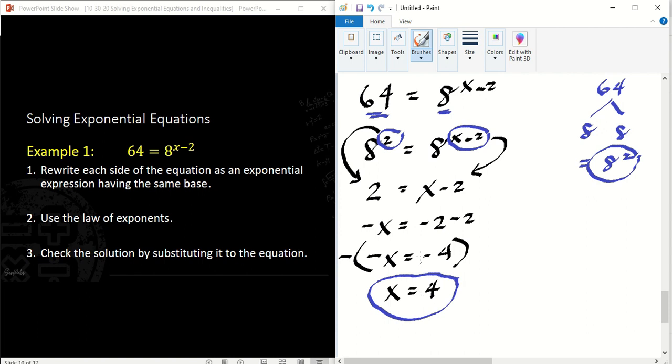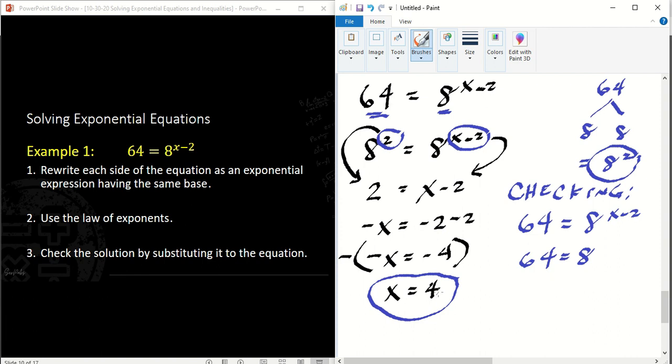Sir, paano malalaman kung tama? Okay, para malaman mo kung tama, punta ka ng checking. So, checking tayo. So, rule number 3, check the solution by substituting it to the equation. So, kopyahin mo yung original equation, 64 is equal to 8 to the x minus 2 power. Kopyahin mo yung 64, kopyahin mo yung 8, tanggalin mo yung x, palitan mo ng 4. Okay? Kasi checking na eh. Diba? Pag checking, substitution.